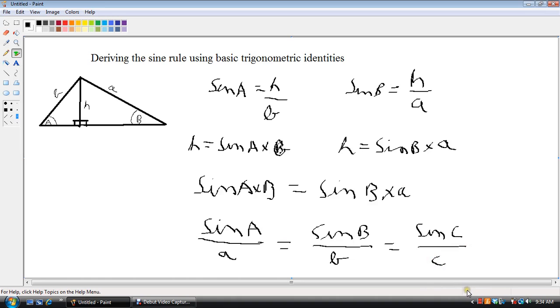Hope this helps. In our next video, we're going to have a look at an example of how we can apply this to find the length of unknown sides in non-right angle triangles.